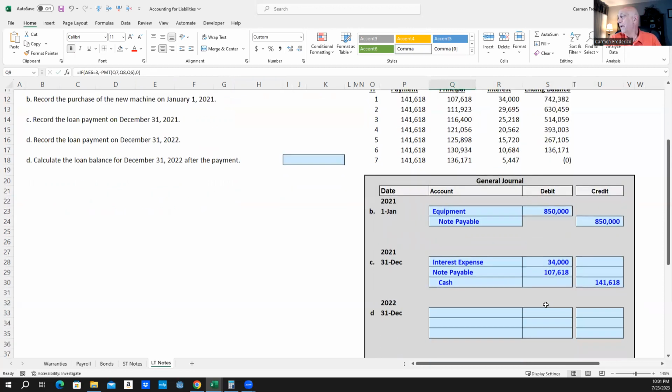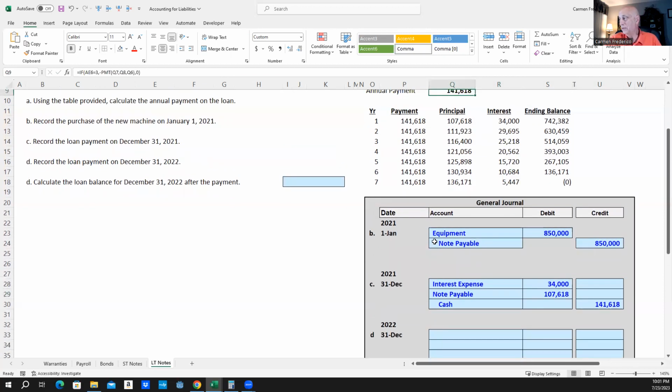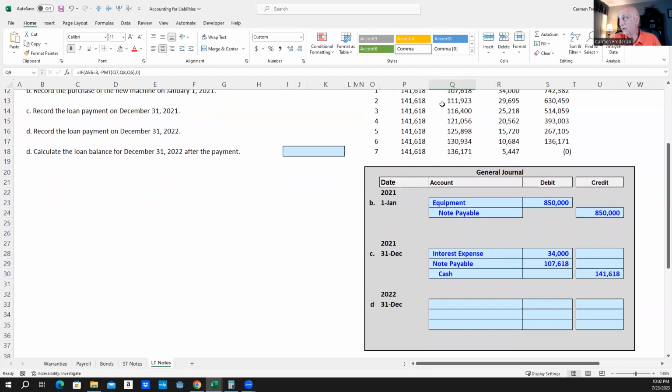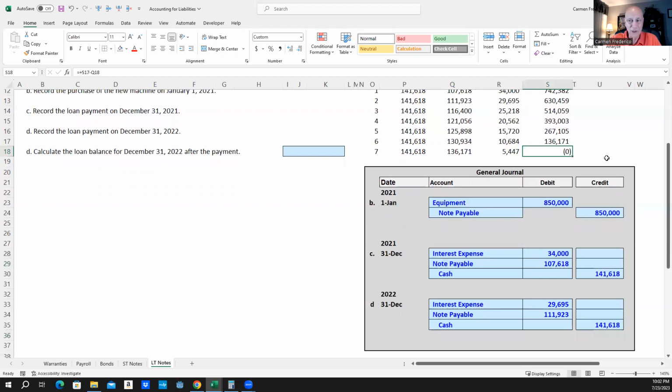Okay, so then year 2, same entry, different numbers, right? We're going to journalize year 2 here, so we can copy these accounts down. And the interest expense is going to be $29,695. See how it's gone down from $34,000 the previous year to only $29,695 the second year. The note payable is going to be $111,923. And the cash flying out the door will still be the $141,618. So that's how you would journalize this. Every year there'd be an entry until you get to year 7, until the note is finally all paid off.